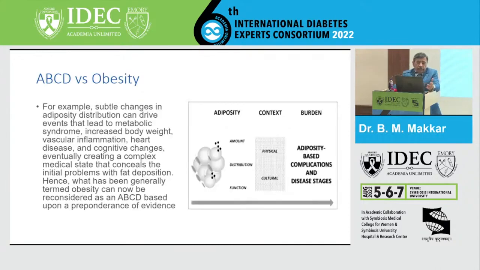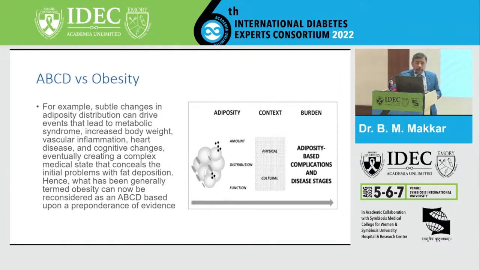So, for example, you have an increase in the amount of fat because you have genetic predisposition, environmental circumstances, less physical activity, and so on. Once there is increased body fat, the fat mass, it leads to malfunction of the adipose tissue. This is further influenced by your physical environment as well as the cultural environment, ultimately leading to adiposity-based complications and different disease stages.